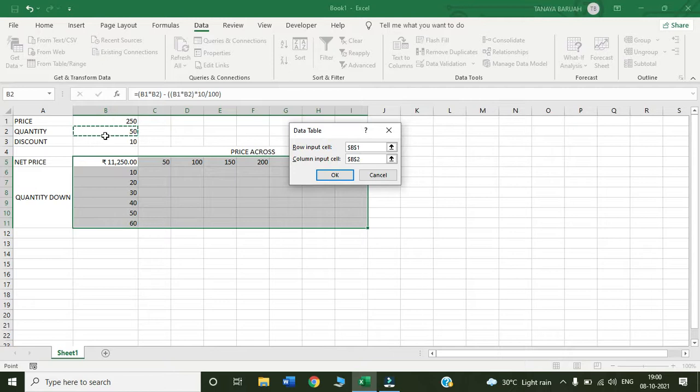Why am I selecting these two values? Because in the formula, I'm using these two values only. So what the data table will do is take this price instead of 250. For this, it will take 50 and the quantity it will take as 10. Again, the price will be taken as 50, the quantity will be taken as 20. So it will take different values from the entire table and the total amounts will be displayed here. After this, I click on OK.